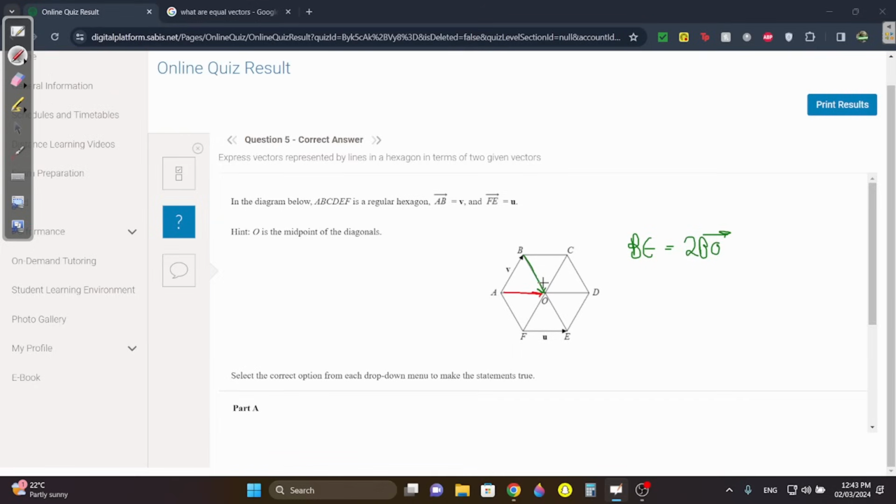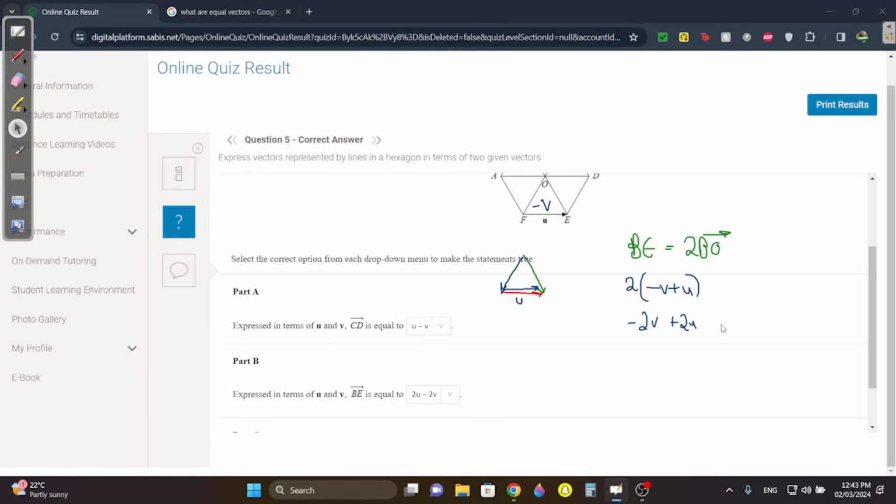What's the alternative path to BO? You go from B to A, and then from A to O. B to A again is minus V, and then A to O is U. Okay, so minus V plus U, and we want 2 of this, right? 2 times minus V plus U, so 2 minus 2V plus 2U, which is 2U minus 2V. It's the same thing.